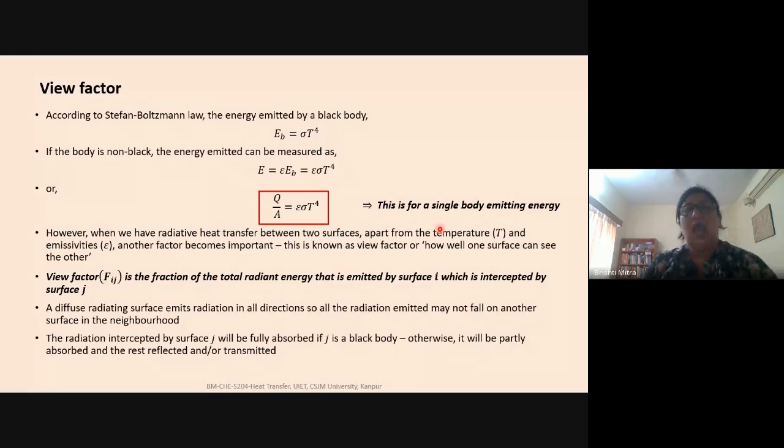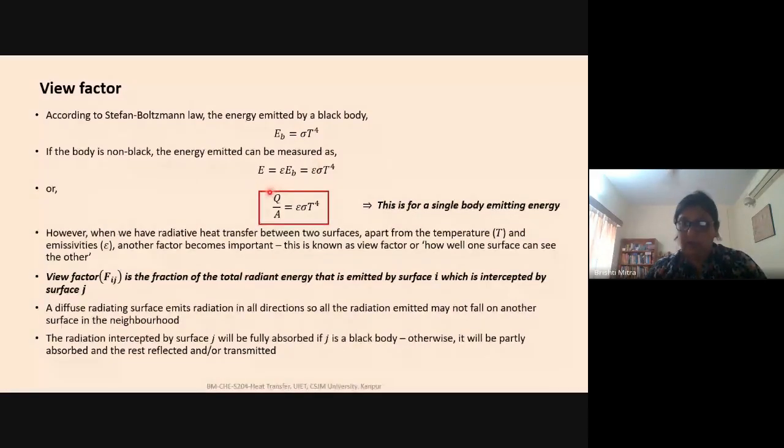Let us see. According to the Stefan-Boltzmann law, the energy emitted by a black body is sigma into T to the power 4. If the body is non-black, then there's an emissivity term that comes into it, so emissivity into sigma T to the power 4. For a black body, this emissivity is equal to 1, so we don't need to write that.